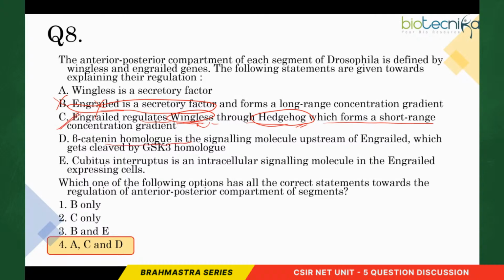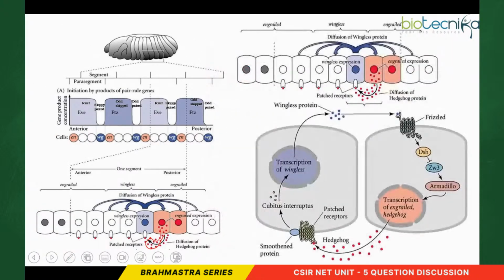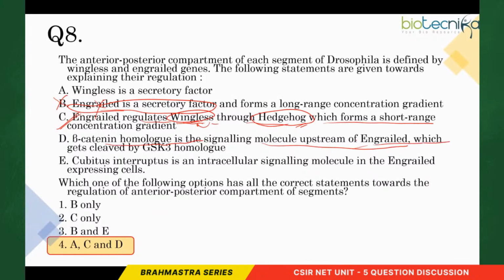Beta catenin homolog is a signaling molecule upstream of engrailed. So as I told you, upstream of engrailed means it is activated by armadillo. Armadillo only is beta catenin, it's a homologue of beta catenin. Okay, so it is by engrailed which gets cleaved by GSK homologue. That is correct. GSK homologue is ZW3, which we saw. ZW3 was supposed to cleave armadillo, but because the DSH is inhibiting ZW3, that is why beta catenin can enter the nucleus and activate the transcription of engrailed. So D is also correct.